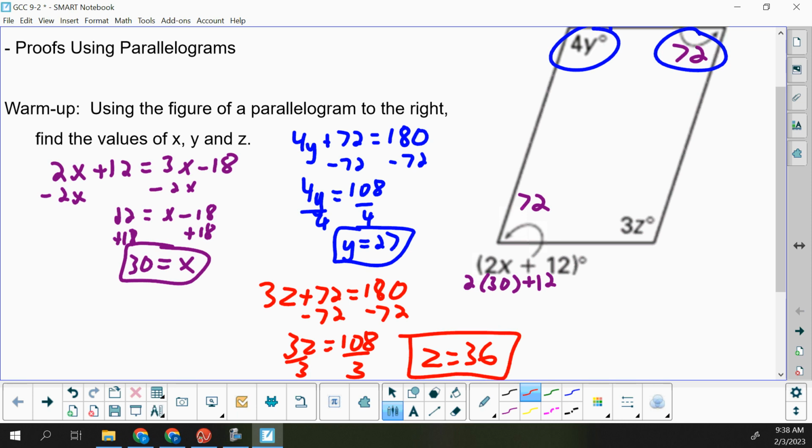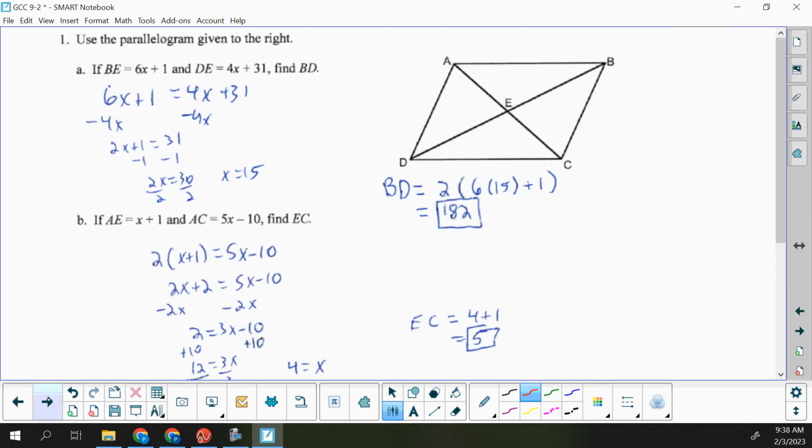So if you see with parallelograms, you've got angles. The only things you should really be looking for are either opposite angles congruent or consecutive angles supplementary. You can stick your warm-ups away. We'll flip over to homework.